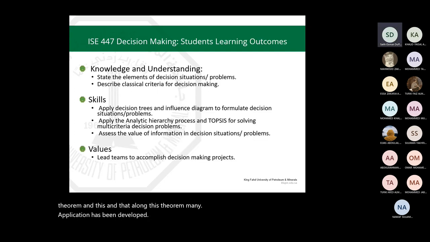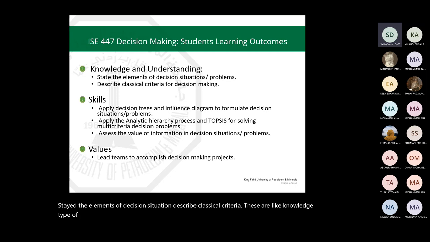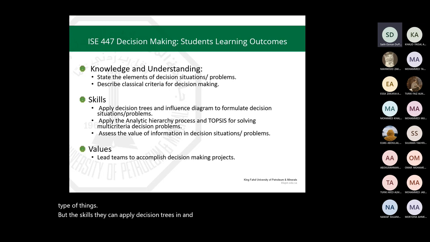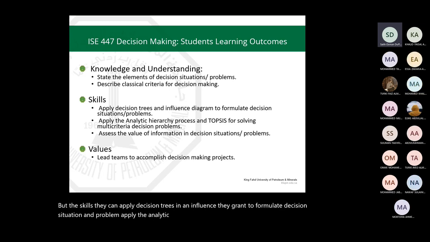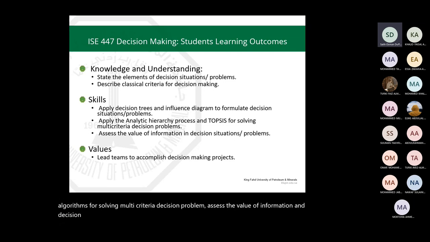The students should be able to state the elements of a decision situation and describe classical criteria. These are knowledge-type outcomes. As skills, they can apply decision trees and influence diagrams to formulate decision situations and problems, and apply the analytic hierarchy process and TOPSIS. These are two famous algorithms for solving multi-criteria decision problems. They can also assess the value of information in decision situations and problems.